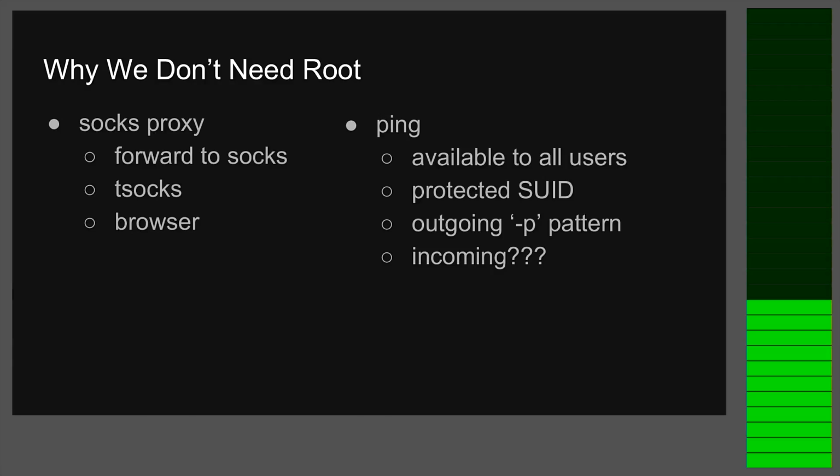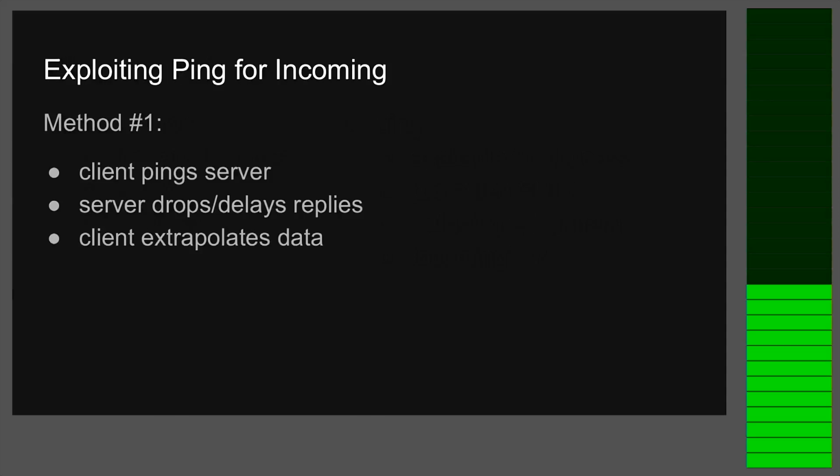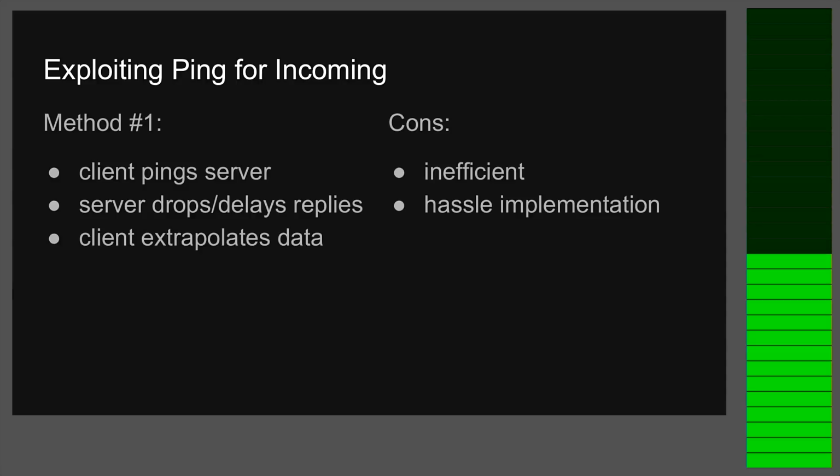So getting data out is easy. We have the -p flag. You can specify a pattern, 16 bytes. Well, it's good enough. You can send data. That's quite easy. But what about incoming? So incoming data, well, I thought about a very elaborate scheme to send pings to the server. The server will delay the replies or drop them, and then the client will figure from this encoding what the original data was. But that's a problem. It's hassle to implement, and it's very inefficient. We'll get like bits per second. That kind of sucks.